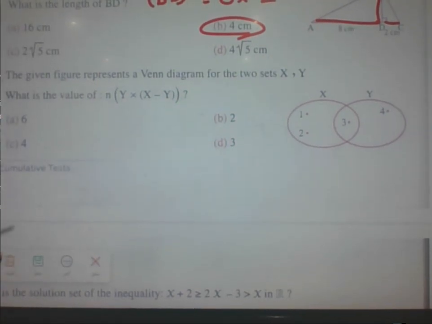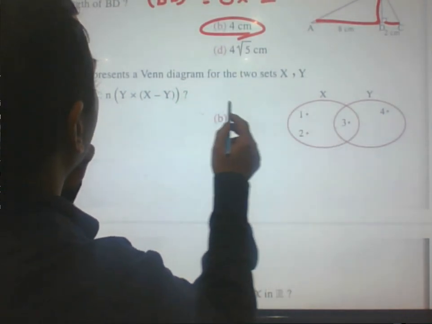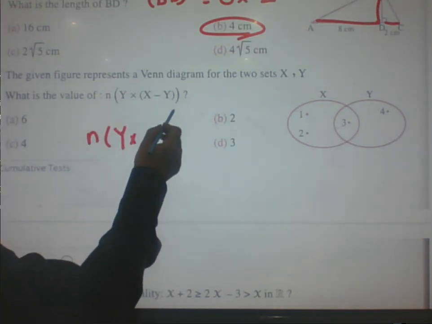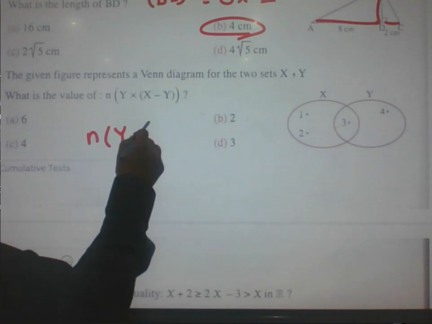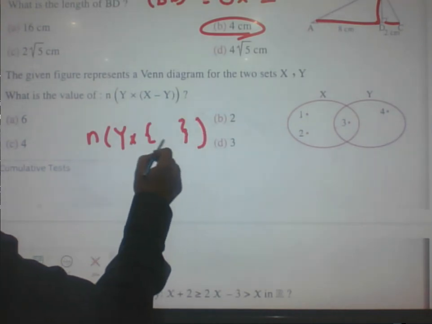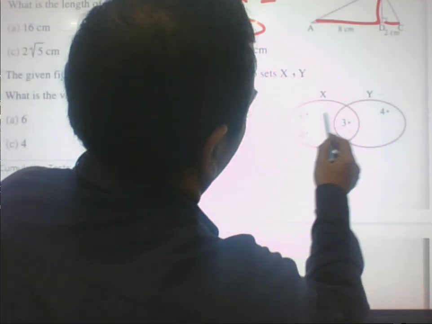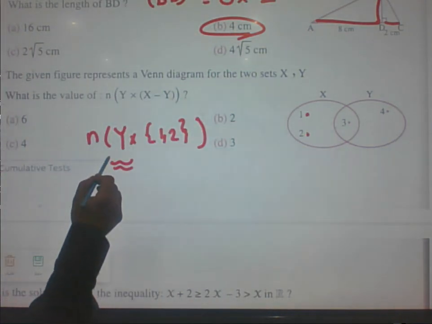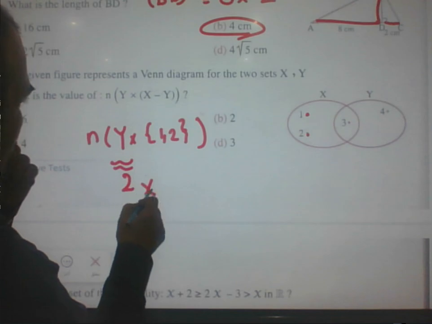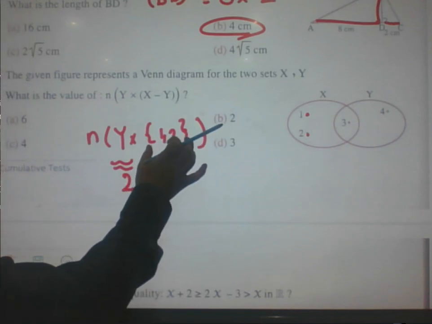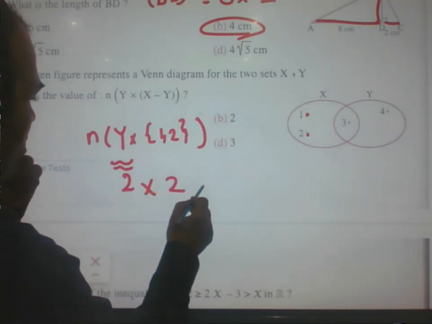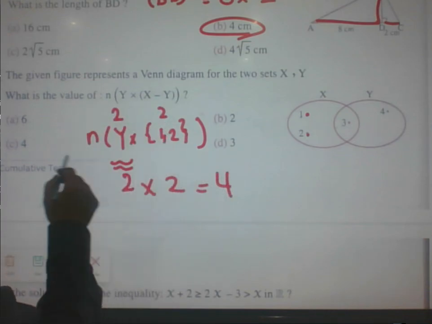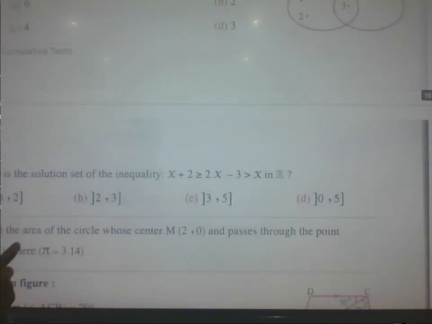Next question. The given figure represents a relation between two sets. He wants to find the number of Y product by X difference Y. X difference Y will be what? Who can tell me? X difference Y, we have 1 and 2. Then we have here Y has 2 elements. The number of the second set, 1 and 2, we have 2 elements. We have in the first here 2 elements, and this set has 2 elements. So 2 times 2 equals 4. Choose letter C. Next question down.